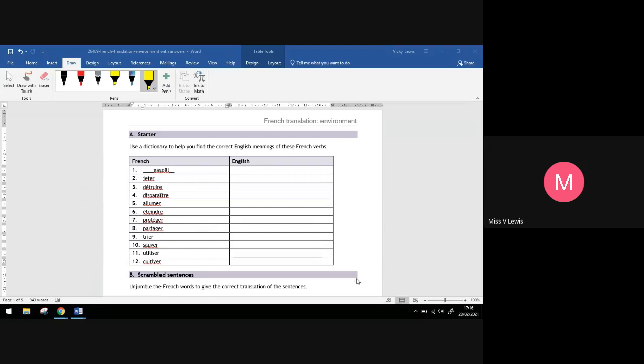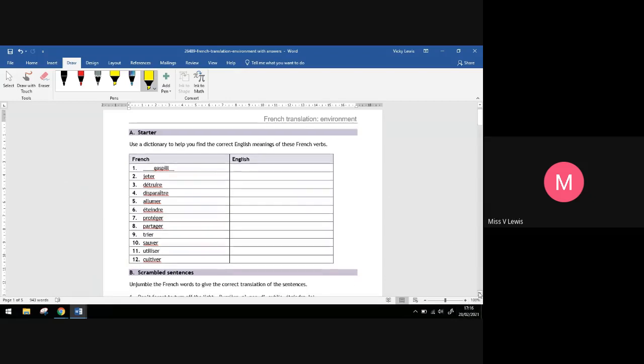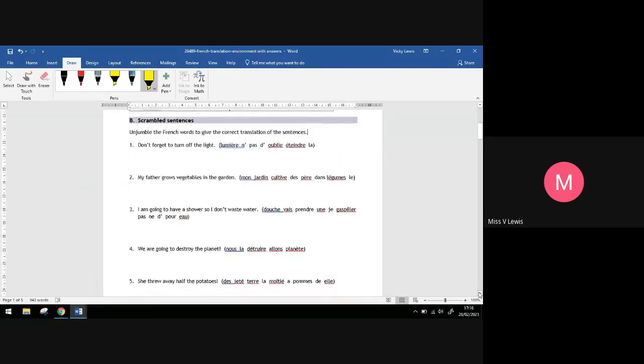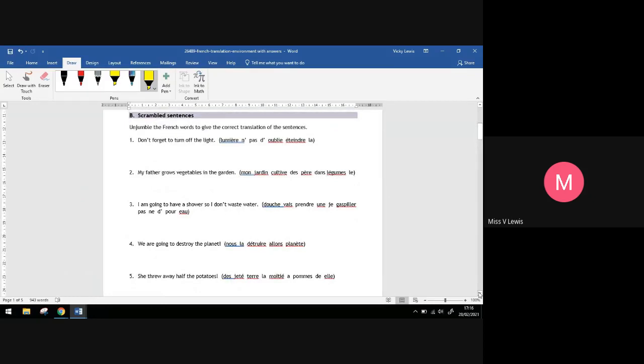And going further down, so you might want to pause the video. You go down further, unscrambling the sentences. Now here, don't forget to turn off the light. Don't forget it's giving you a command which is the imperative, and it's got a subject and there are nouns. When we're learning nouns, of course, remember to learn the gender and the plural ending, and that will help you over time when you're noting those words down. So have a look at those sentences and pause the video.